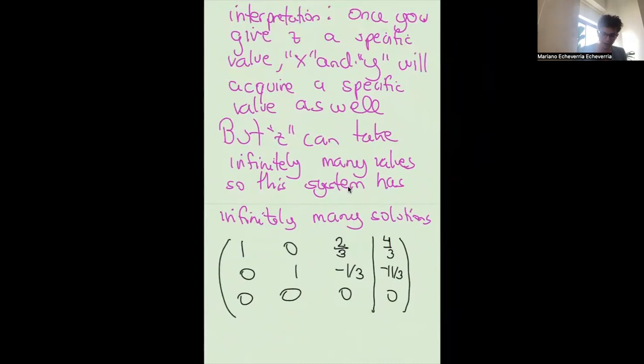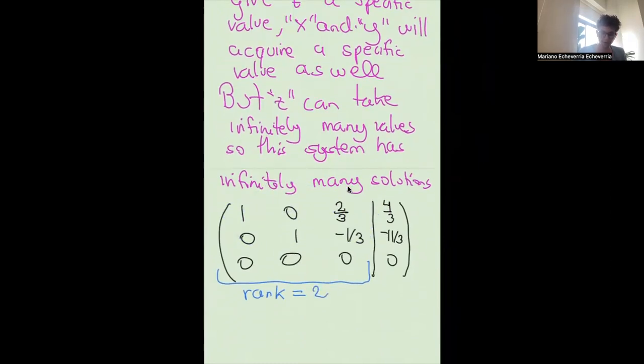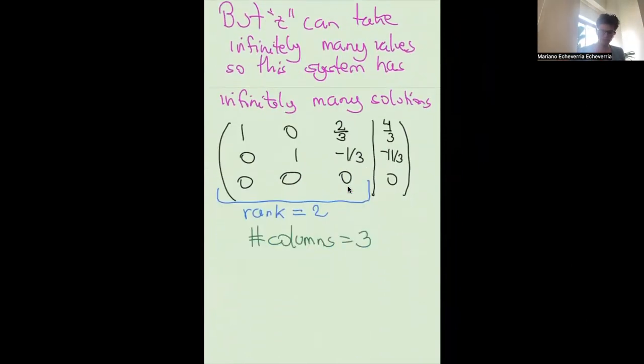If you look at the rank of this matrix, remember the rank was just the number of non-zero rows. There are 2 non-zero rows, so the rank equals 2, but the number of columns of the matrix is 3. And that's essentially what happens for a system of equations to have infinitely many solutions. The rank is less than the number of columns. So let me write that down. Here's a theorem or a fact.